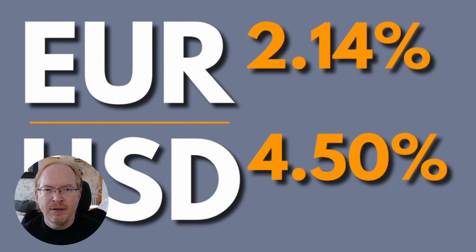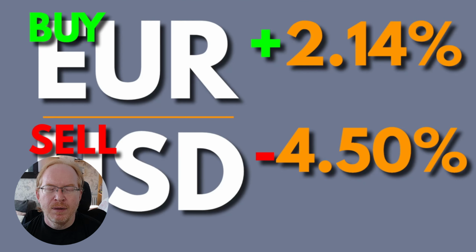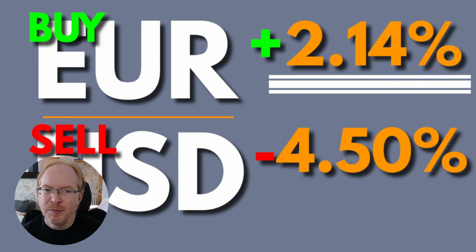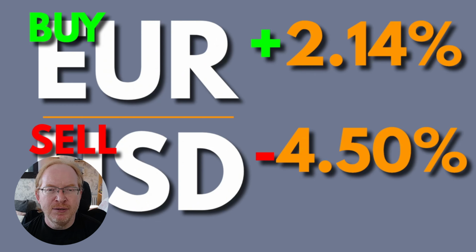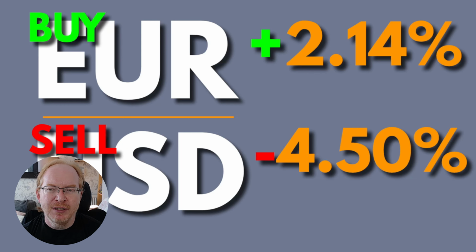So what does this mean? Let's have a look if we were to buy the euro dollar on a Forex pair. We're buying the euro, which means we're selling the dollar. If we were to hold that trade overnight, we would gain 2.14% interest from the euro that we bought. But of course we sold the dollar, so we'd lose 4.5% interest on the dollar we sold. So buying the euro dollar would give us a negative swap, as the interest rate on the euro is less than the interest rate on the dollar. There are other things that affect the swaps also, but let's keep it basic.